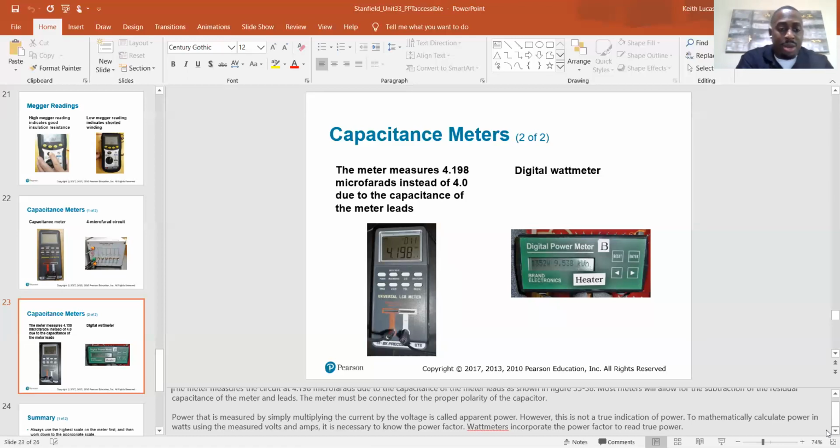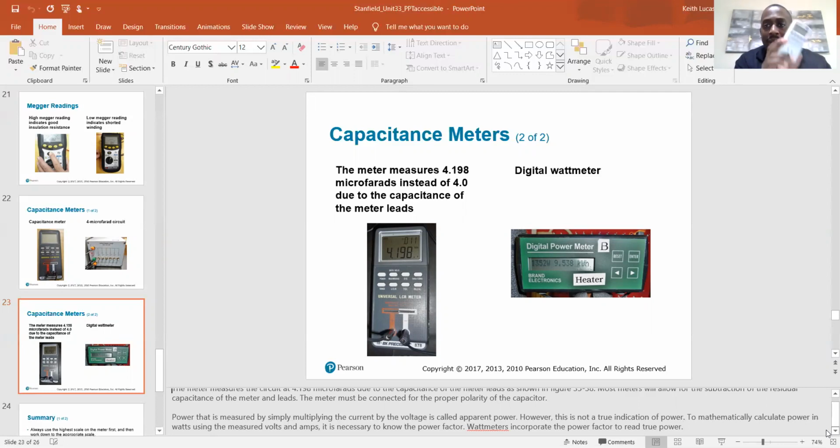Now they're talking about power. So now we're talking about watt meters. Power that is measured by simply multiplying the current by the voltage is called apparent power. However, this is not a true indication of power. To mathematically calculate power in watts using the measured volts and amps, it is necessary to know the power factor. Watt meters incorporate the power factor to read true power.